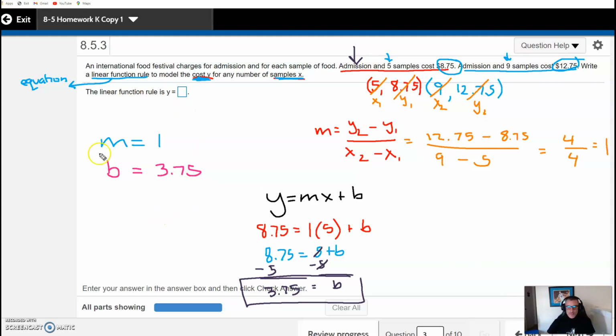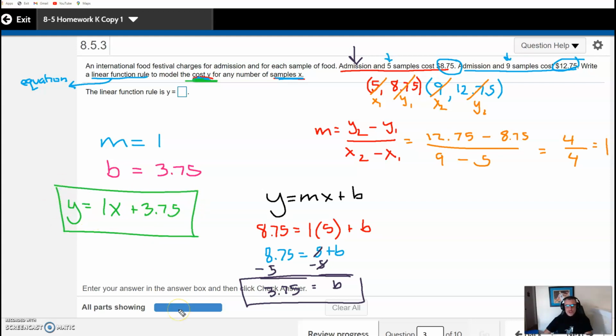All right. So now I can write an equation here, right? I have the slope, I have the y-intercept. So the cost of going to this festival, the total cost, which is y, is going to equal $1 per sample. That's the $1 times the number of samples, plus the $3.75 admission fee. So there's my function rule, my equation that models the cost of going to this festival.